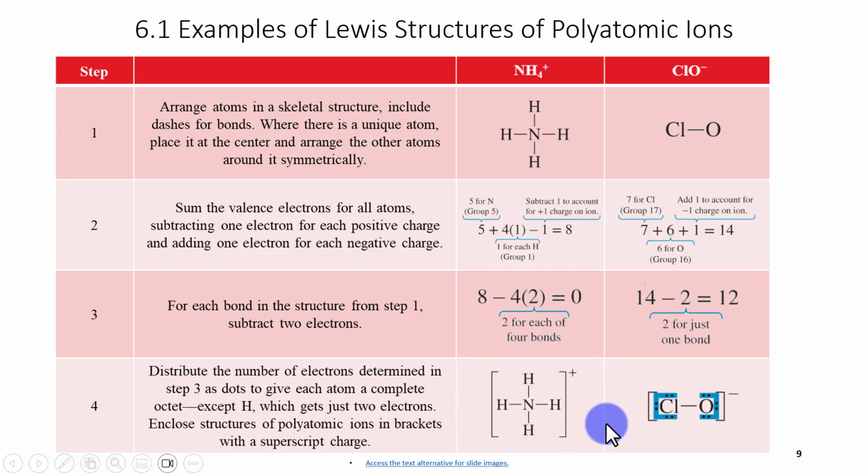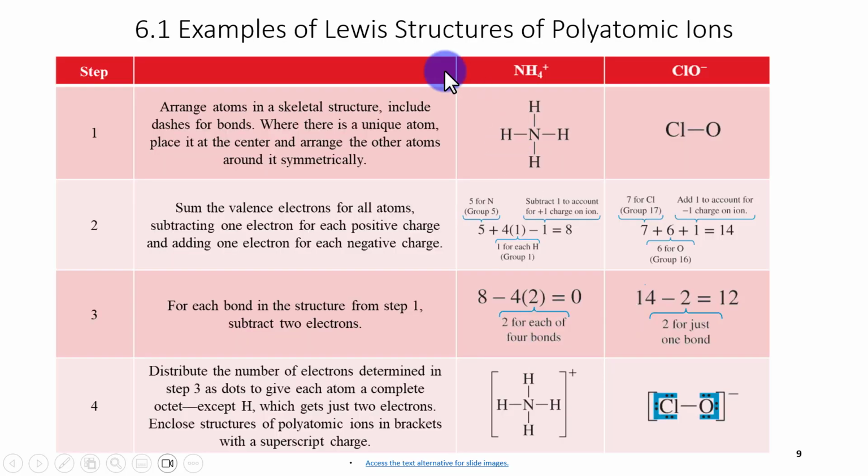Okay? When we draw polyatomic ions, we draw the structure, we put square brackets around it, and then we add the charge on the outside. So for ammonium, I have NH4, so N in the middle, hydrogens on the outside, square brackets, and then a plus for the charge. Now, my hydrogens are happy because they have 2 electrons each. The nitrogen is also happy because it has 2, 4, 6, 8 electrons around it.